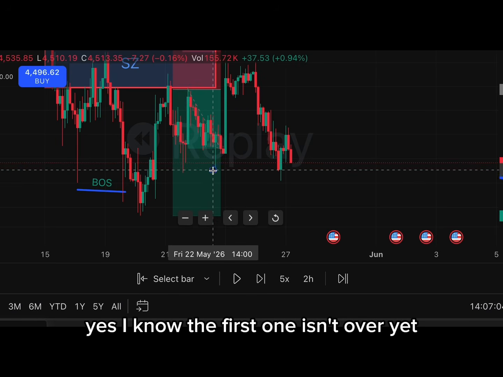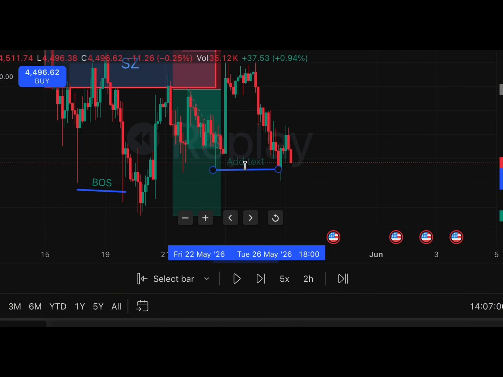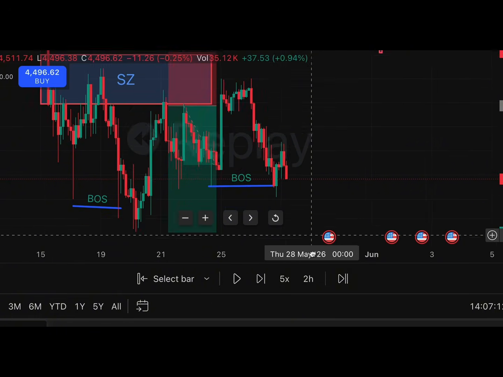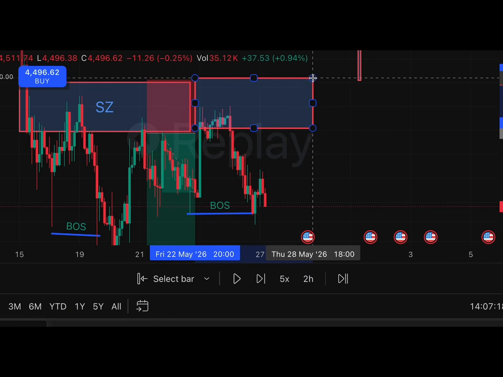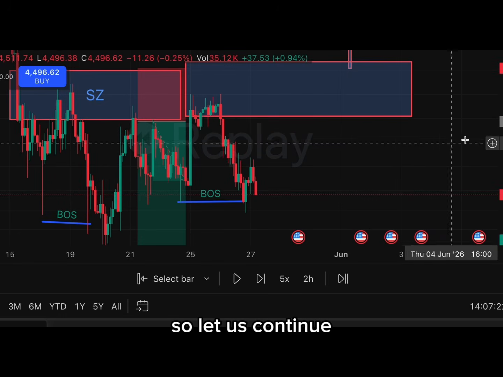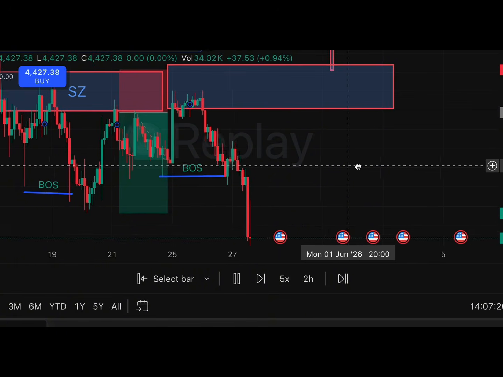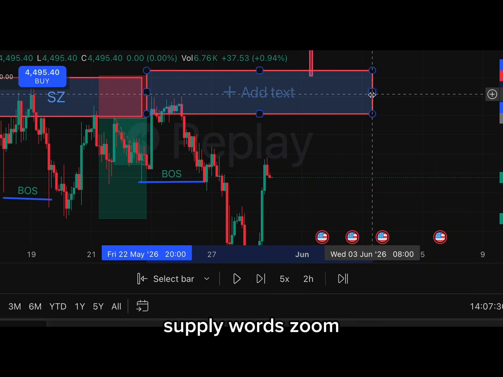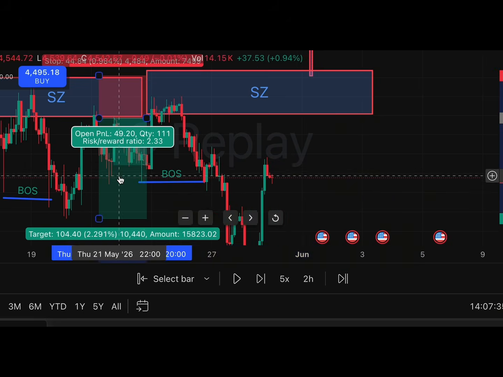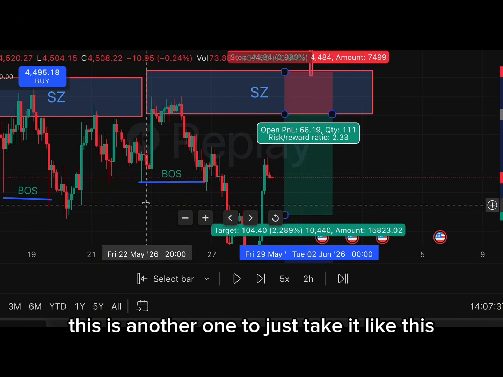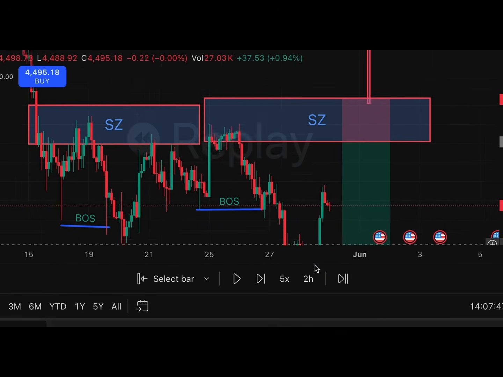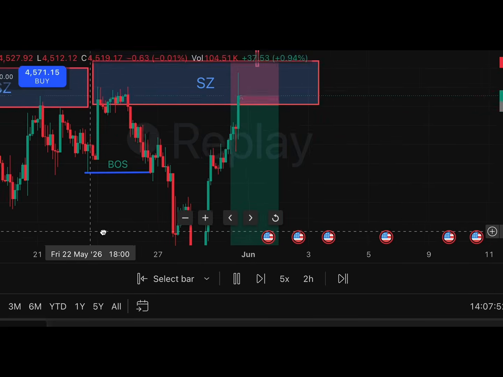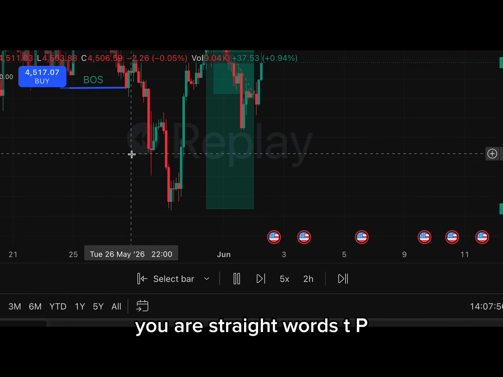Yes, I know the first one isn't over yet. I'm going to just mark it out and keep it. I'll hold it. So let us continue. Supply zone. This is another one. So just take it like this. So it's 1:4. So straight towards TP.